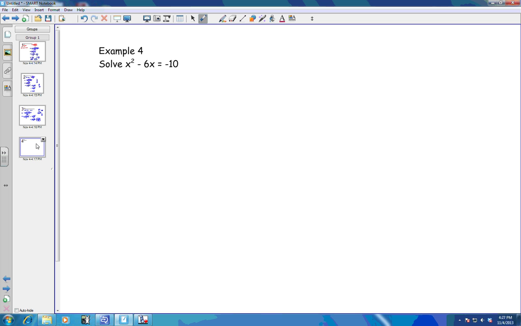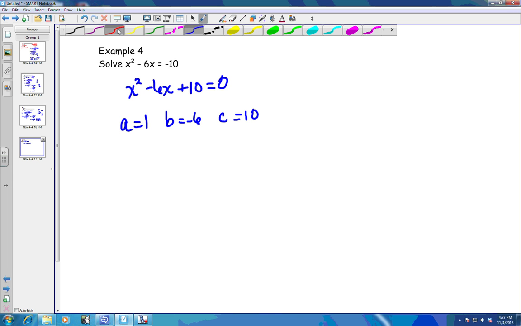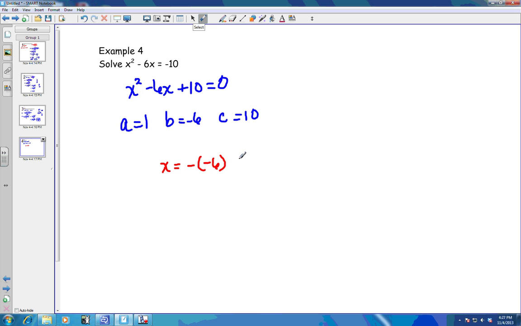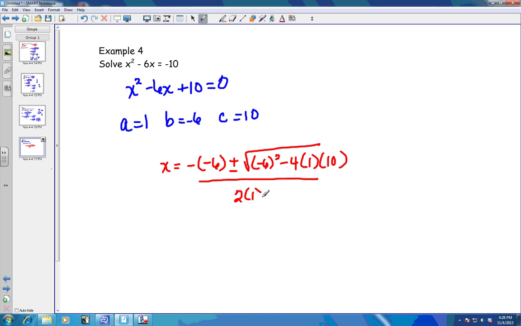And then the last one. Okay, first of all on this one, I have to set it equal to 0. So I'm going to add 10 to both sides. So my a is 1, my b is negative 6, my c is 10. So I have x is equal to negative b, so negative negative 6, plus or minus the square root, b squared minus 4 times a times c, all over 2 times a.